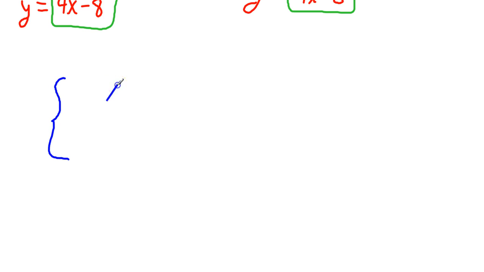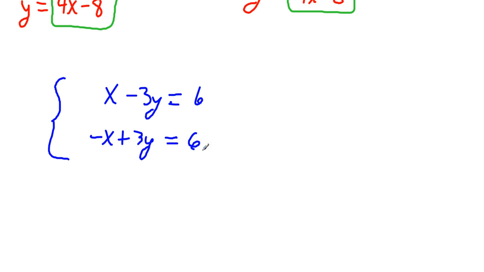All right, here we go. Let's just do this one. This will be pretty quick. Let's make this one short and simple, because once we take a look at it, you can see how it works out. So let's go x minus 3y equals 6, and then negative x plus 3y equals 6.